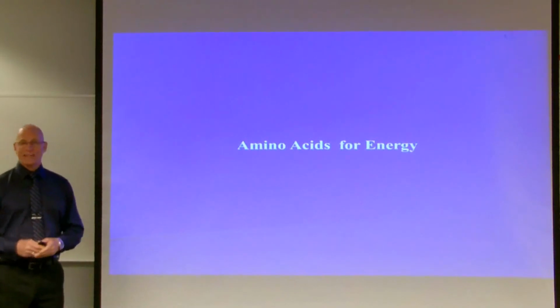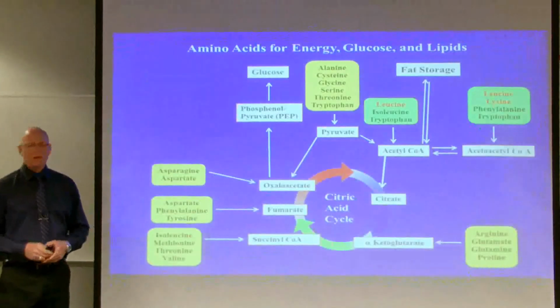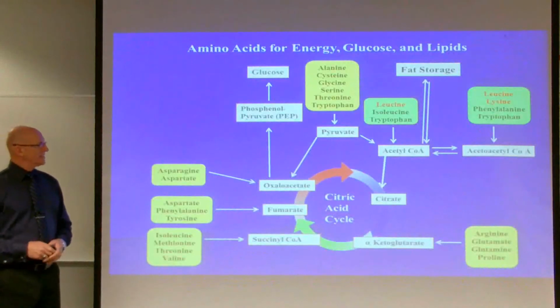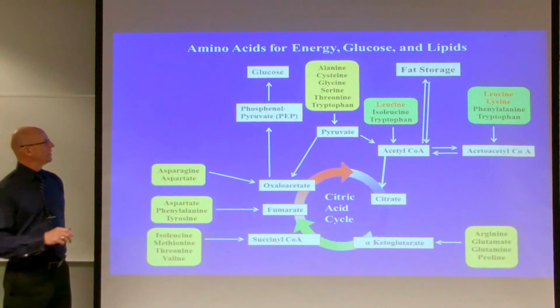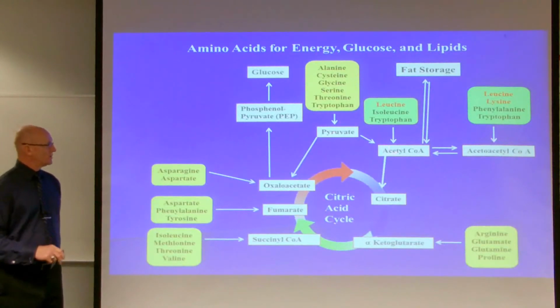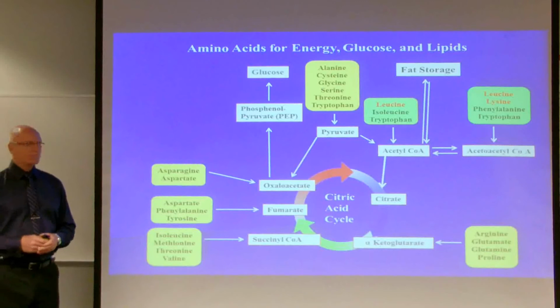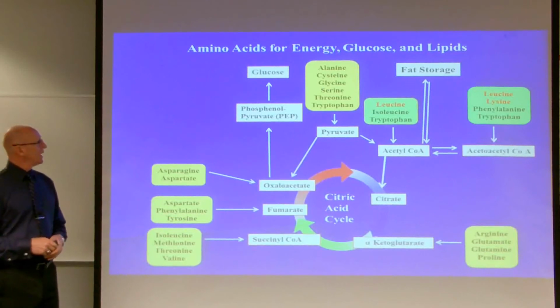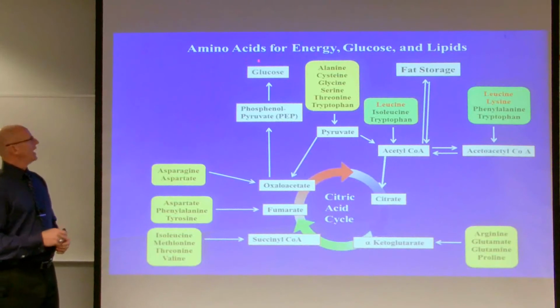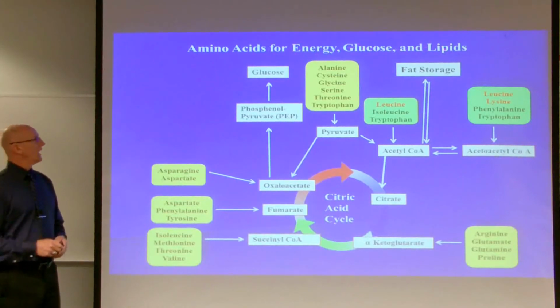So, amino acids as energy. We have many different amino acids coming into the citric acid cycle. Actually, they will come into pyruvate and acetyl-CoA, and they will come into the citric acid cycle at different points. What I'm going to point out here is the difference between ketogenic and glucogenic amino acids. Amino acids for energy will yield glucose and lipids.